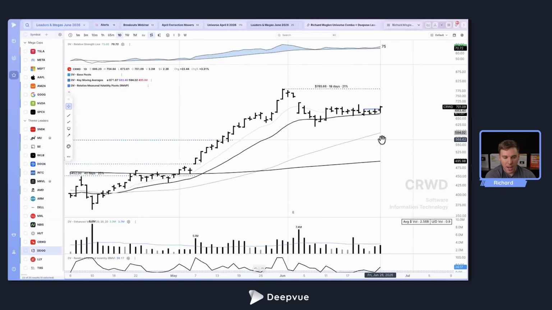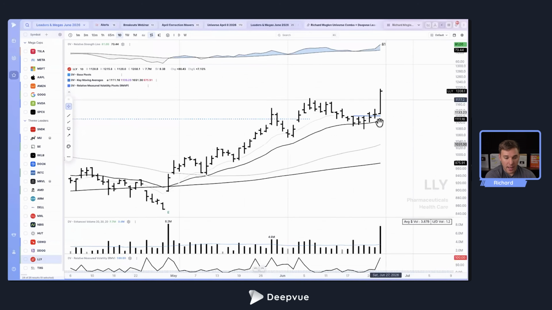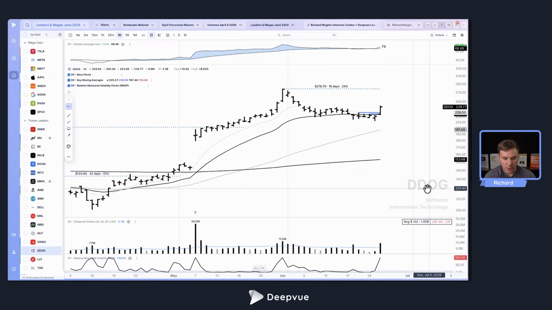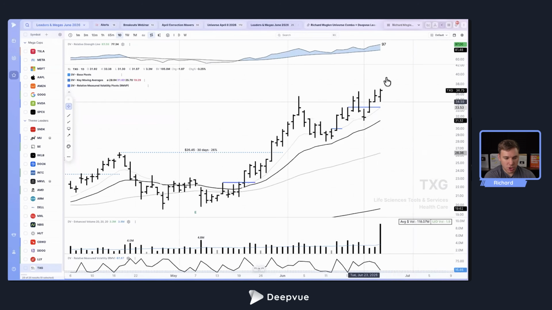Crowd, all these kind of popped late last week. They were on my watch list the day before. LOI, look at this expansion. So again, we're seeing genomics, biotech, that theme really excelling. And you can see also the GICS classification down here in the watermark. You can see what themes each of these are a part of as well. And TXG just trending nicely as well. So those are the theme leaders.